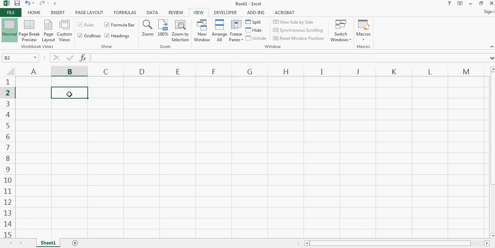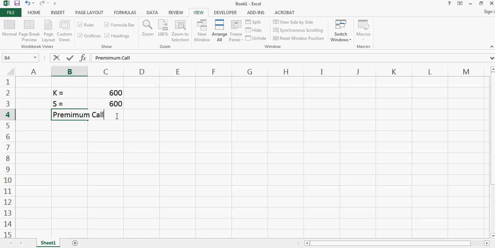So let me start with the value of strike price. K is the strike price, and let's call it 600. And then the stock price itself is maybe 600. So let's assume it to be 600 right now. And then the premium of this call option is maybe $20, right? So I now have all these three variables.